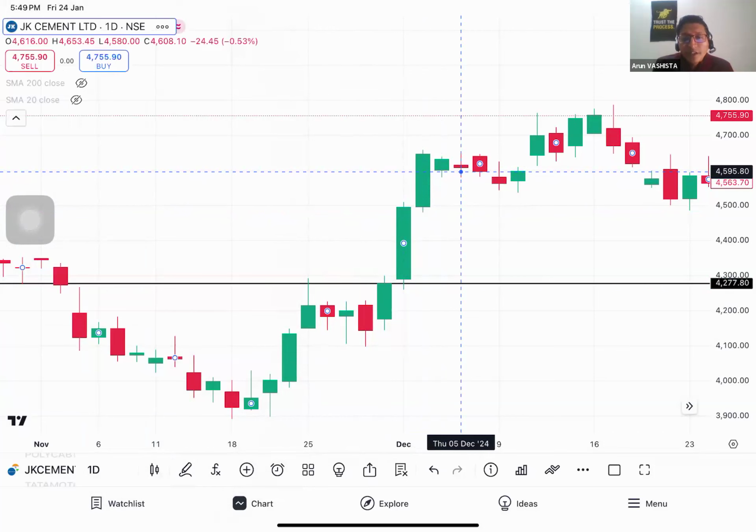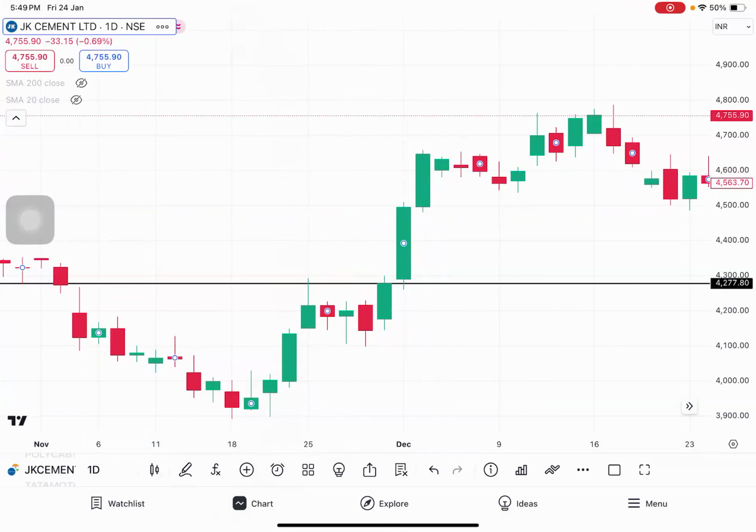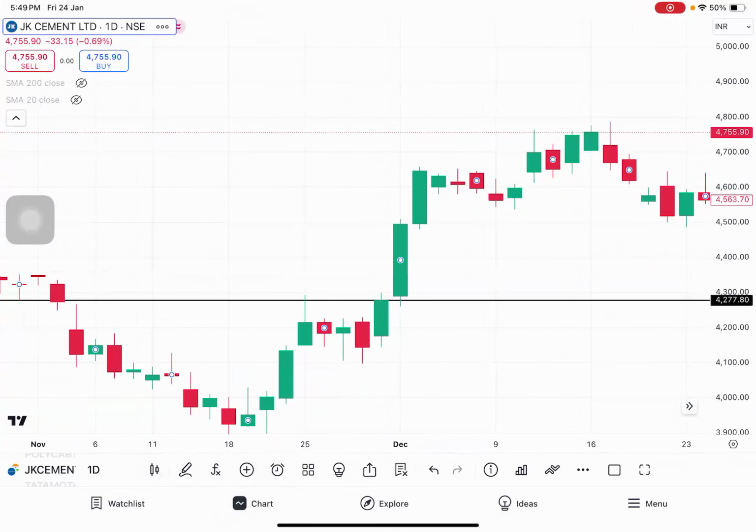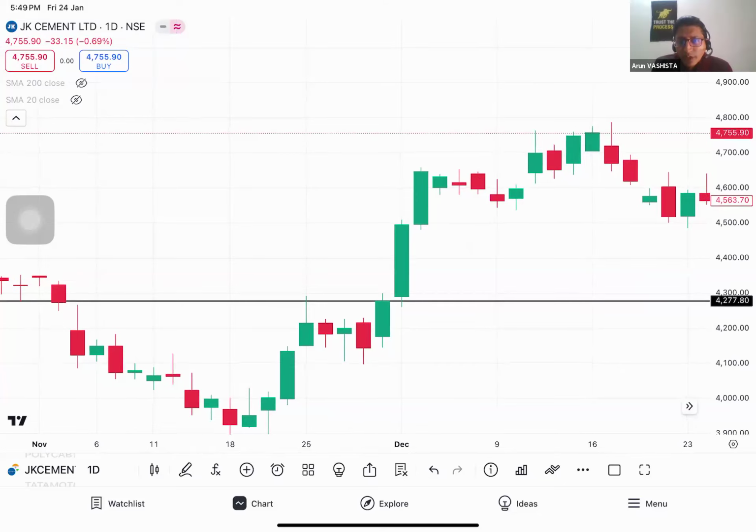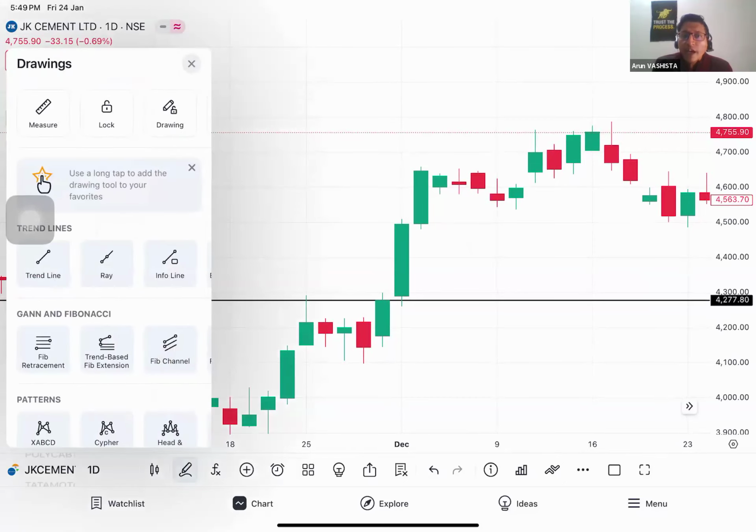And I exited on this day. Okay. So somewhere on, I think, that small red candle or green candle, I don't remember, but whatever. After the 2 days of big candles, there is one small green candle. Then the move started fading.